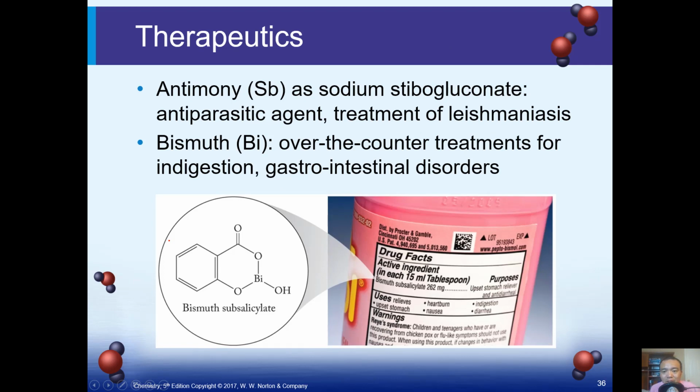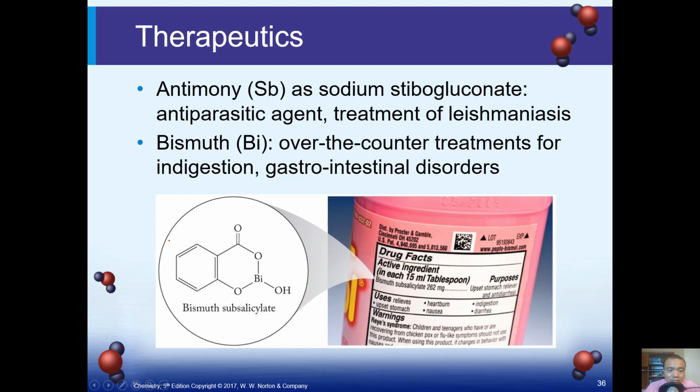Antimony compounds are generally considered to be toxic. As noted previously, for example, the use of antimony compounds as fire retardants has resulted in increased exposure of infants to these compounds and has been linked to sudden infant death syndrome, or SIDS. Some antimony compounds, however, have applications as anti-parasitic agents. Bismuth has been used as an over-the-counter treatment for indigestion and GI disorders.